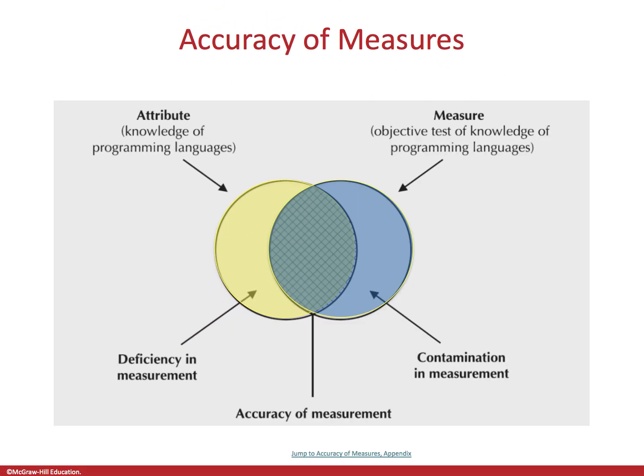One way to think of accuracy of measures is illustrated by this Venn diagram. The yellow circle on the left is the actual attribute, let's say a candidate's knowledge of programming languages in this example. The blue circle on the right is the measure of the knowledge of programming languages. If they overlapped 100%, that would mean that the measure is 100% accurate and contains no deficiencies or contamination. In real life, there's always some of both, so the overlap, or green area, represents the degree of accuracy of measurement. You'll notice that the terms deficiency and contamination are used for validity as they were for reliability.